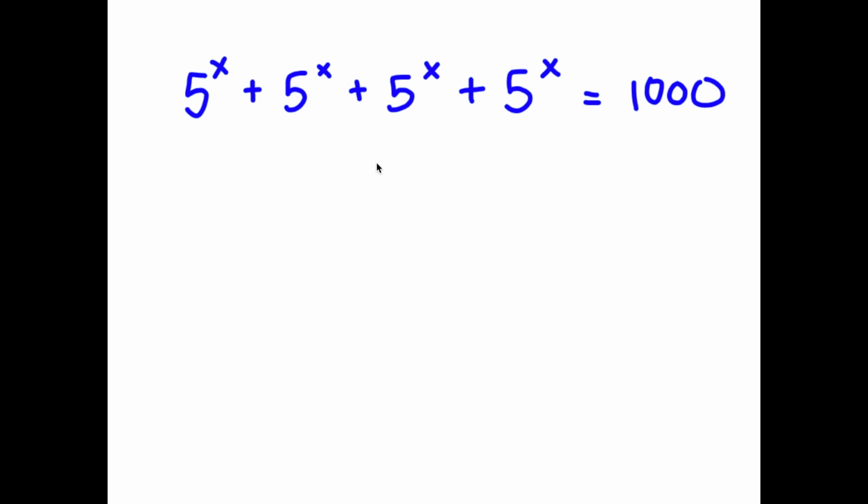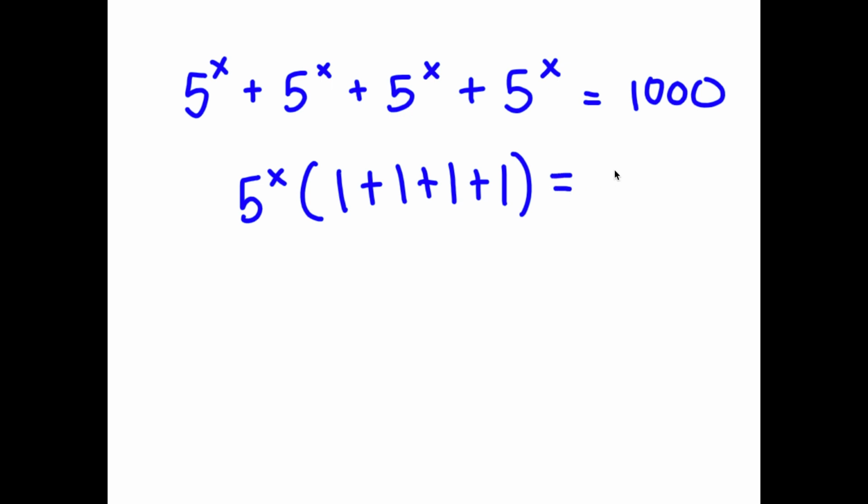Alright, so in this problem, I have 5 to the power of x plus 5 to the power of x plus 5 to the power of x plus 5 to the power of x is equal to 1,000. So I'm going to first start by factoring out 5 to the power of x. So now I have 5 to the power of x times (1 plus 1 plus 1 plus 1) is equal to 1,000.